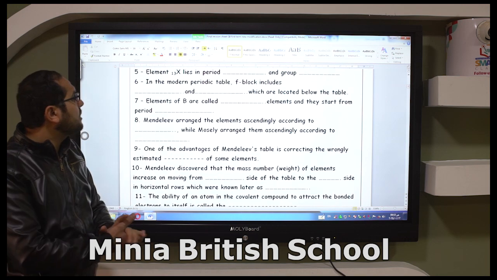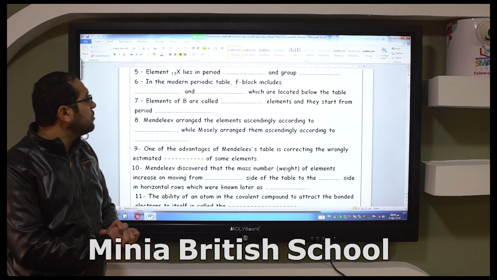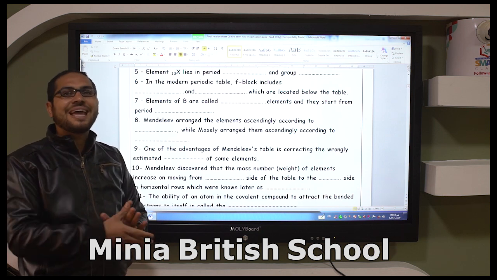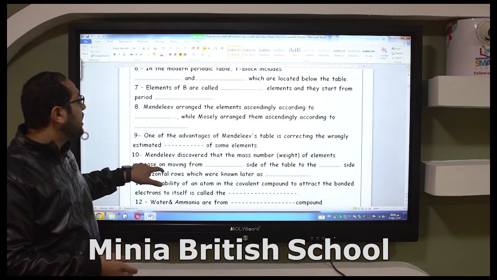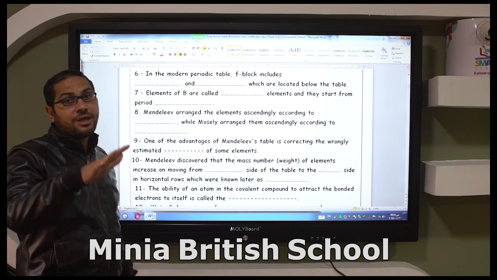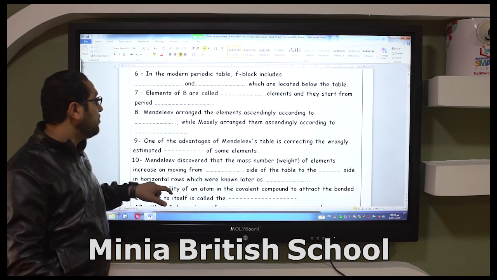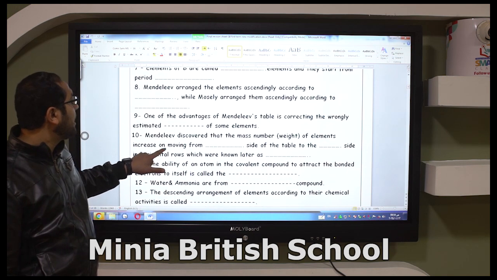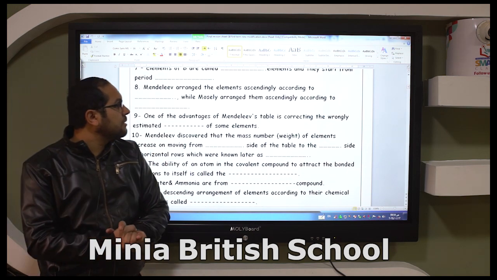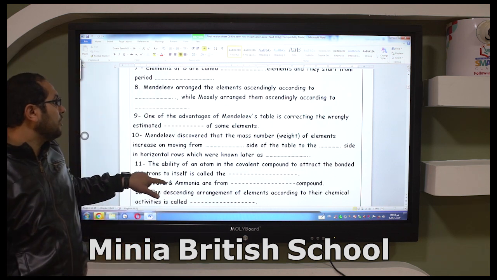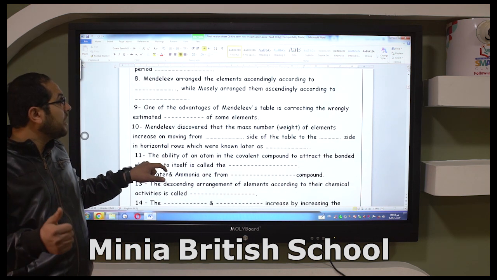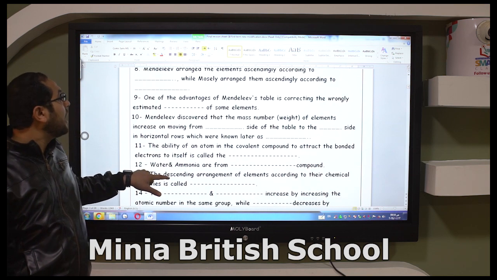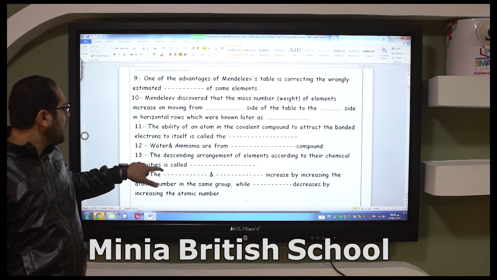In the modern periodic table, what does the F block include? Two series, lanthanides and actinides, and both of them are located below the table. Mendeleev, as we told you, arranged his table ascendingly according to the atomic weight, while Moseley arranged them ascendingly according to the atomic number.